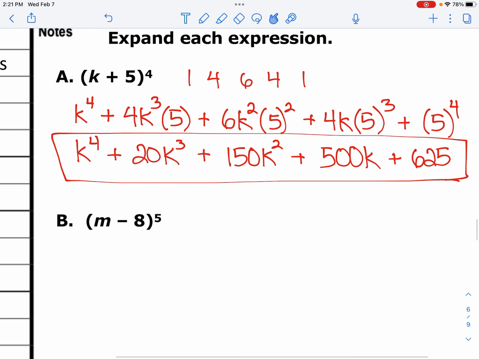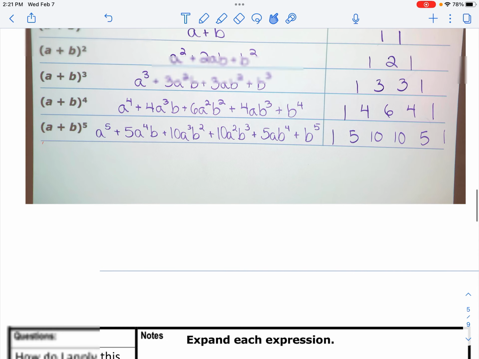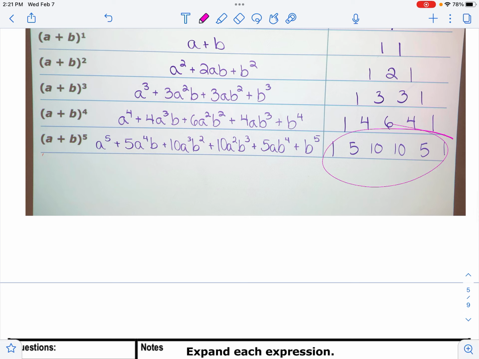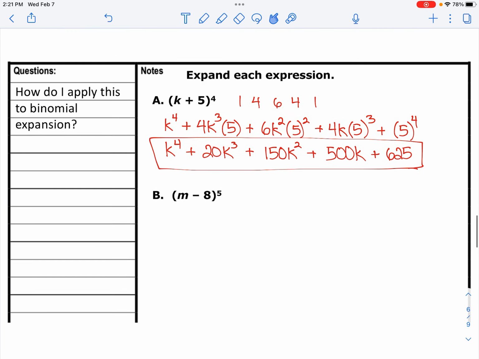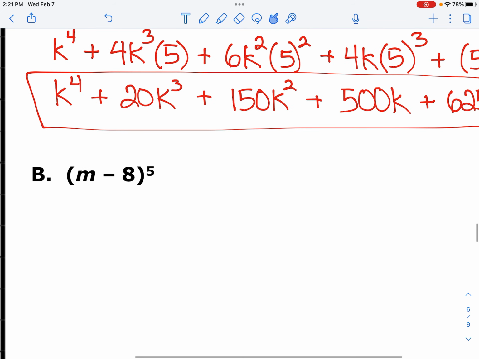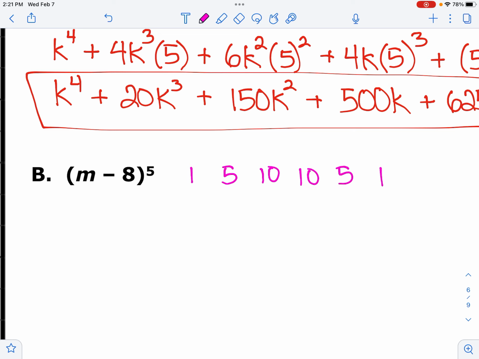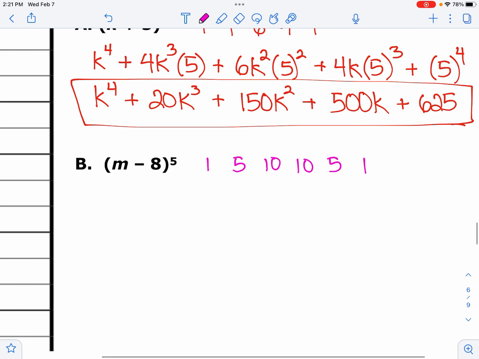All right, so this next one has a negative in there. It's just something to be aware of. When you do these problems, again, don't forget you got to write your Pascal's triangle numbers first. This was to the fifth power, so I'm going to need this line right here. So I'm going to write 1, 5, 10, 10, 5, 1. And I like to write it just up top here. 1, 5, 10, 10, 5, 1.